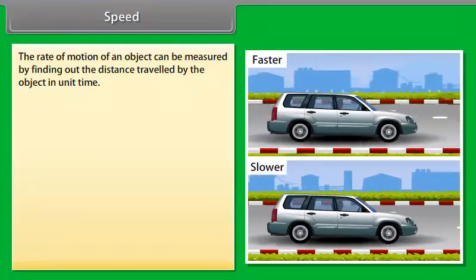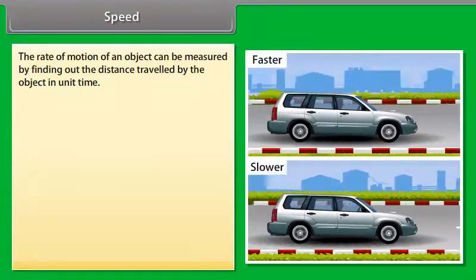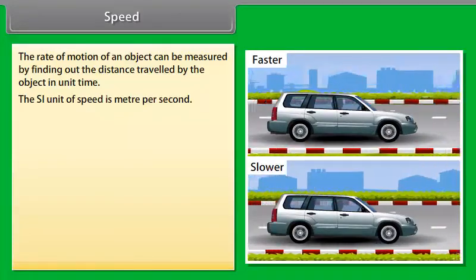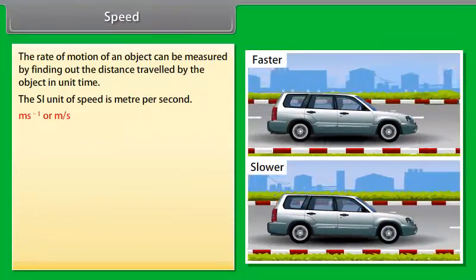The rate of motion of an object can be measured by finding out the distance traveled by the object in unit time. The SI unit of speed is meter per second. This is represented by this symbol.